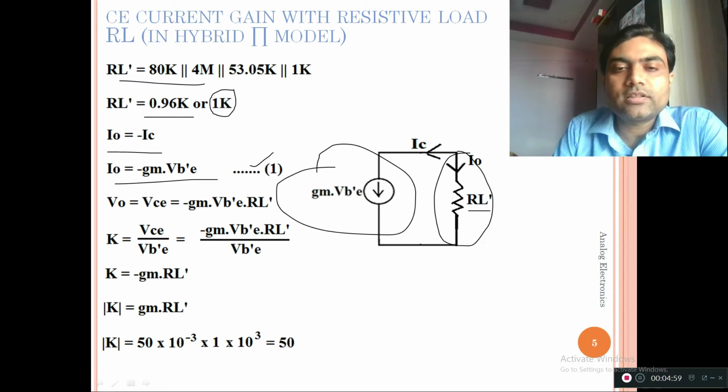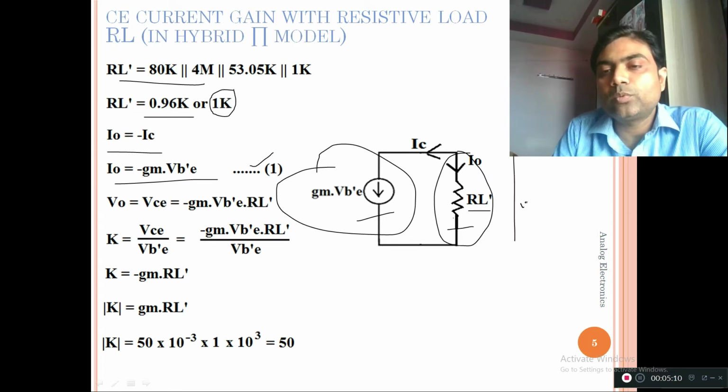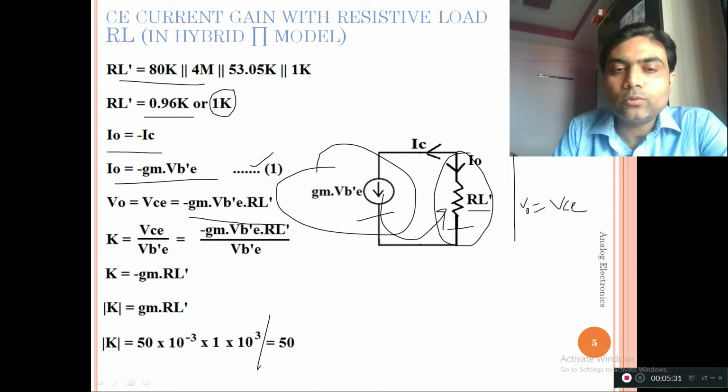So VCE is nothing but, from this diagram you can easily calculate that this is the current source which is available and this is the resistance which is available. So if I want to calculate the output voltage, what is output voltage? Output voltage is VO, or output voltage can be written as VCE. So VO is equal to VCE, and VO equals VCE can be calculated as this particular current source into this particular resistance. So this is how we have calculated the value.